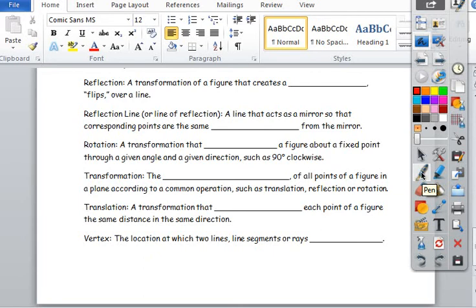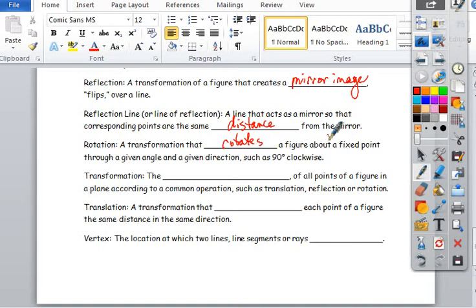All right. Reflection creates a mirror image, or it flips it over a line. We should remember how to do that, I hope. Reflection line or line of reflection, a line that acts as the mirror so that the corresponding points are the same distance from the mirror. When we get to doing that in a couple days, it should be easy to see. Rotation obviously rotates a figure, and that's the 90 degrees clockwise or 270 counterclockwise, 180 degrees, all that stuff.